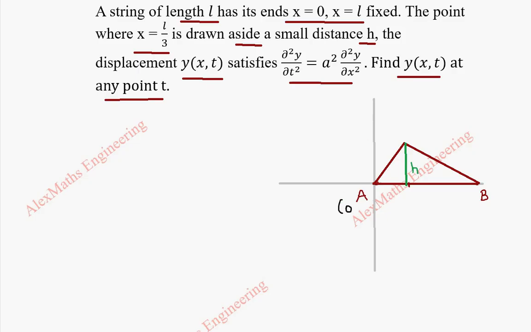So let's write all the coordinates. A is 0 comma 0, B is L comma 0, this part is L by 3. So I take this point C as L by 3 comma h. So we have these 3 points.